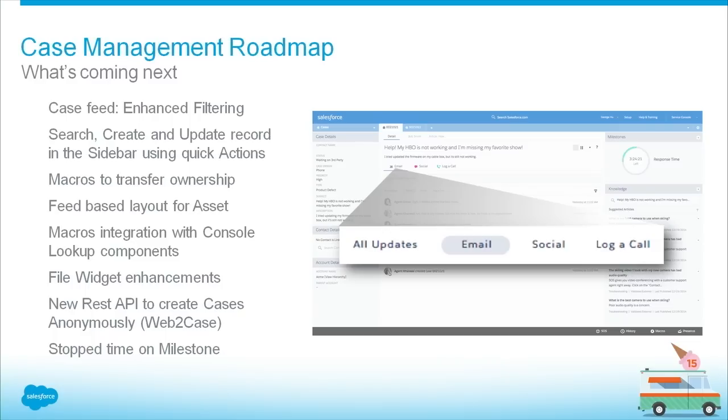We'll do some file widget enhancement as well. The goal actually is to be able to do some drag and drop from the widget to the email publisher and also to improve how to access the attachment in this file widget. We have a new REST API for Web2Case. So if you want to have the same flavors as what you have on Web2Case, you will have an API for that.